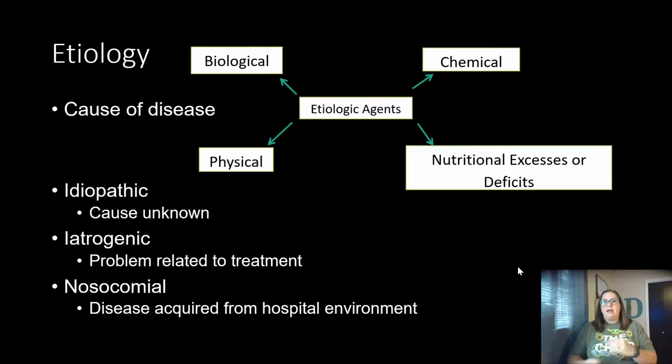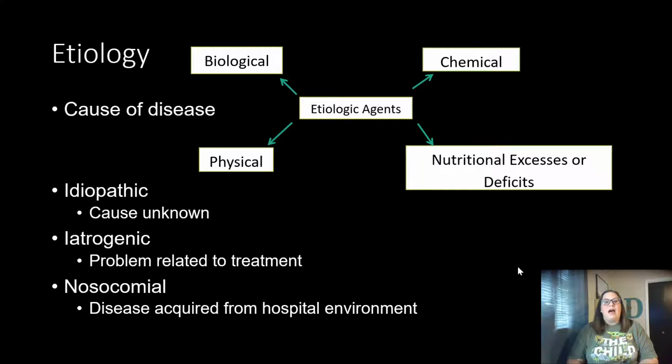Some other terms that come along with the cause of disease. The first one here is idiopathic. If it's an idiopathic disease, the cause is unknown so far. A lot of times when a patient comes in, you're looking at it first as being idiopathic. We don't know what's necessarily causing it. We have to undergo certain tests, certain procedures to try to figure out what is causing the problem.